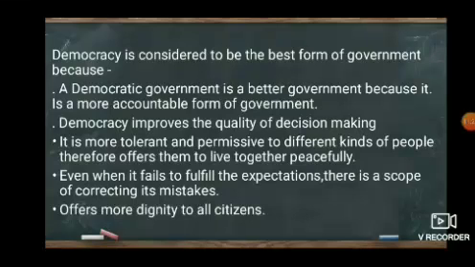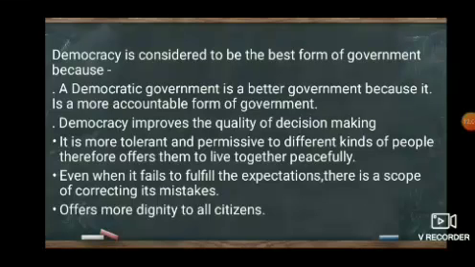Second, democracy improves the quality of decision making. In the previous topic we saw why decisions are delayed; the same thing is given here. It improves the quality of decision making because many people put their heads together, meaning many people's consultations are taken. It delays, but it becomes fruitful because there are no errors or mistakes, and that's why it becomes fruitful.